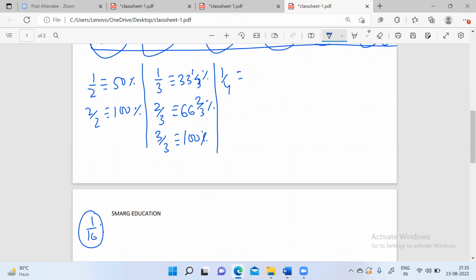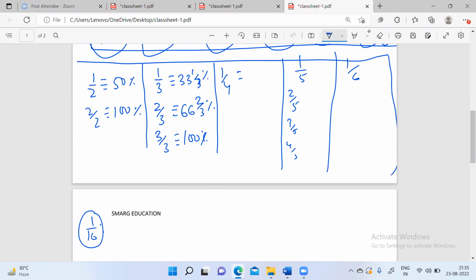So after 1/4, you will write 1/5, then 1/6, 1/7, all the fractions, 2/5, 3/5, 4/5. Try to complete the table and bring it to the next class. Okay?